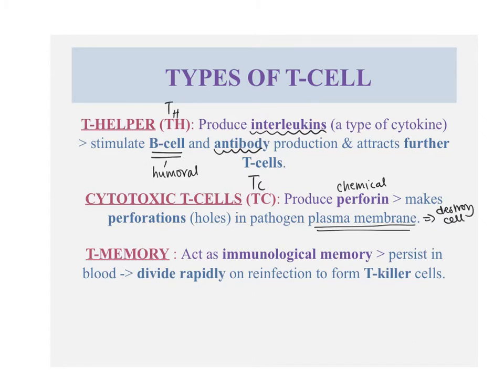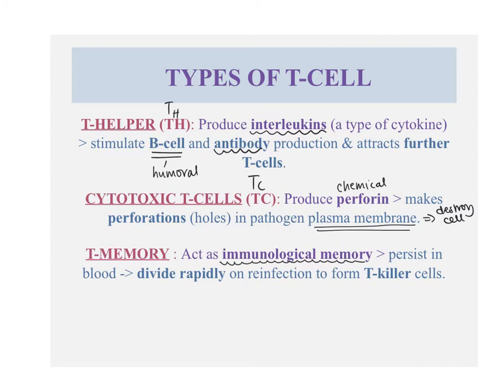And then finally, we've got T memory cells. There's not really a subscript one for these. But the T memory cells there, and this is a key term, are there for immunological memory. They're your immune system's long-term response. And we say that they persist or stay in blood.